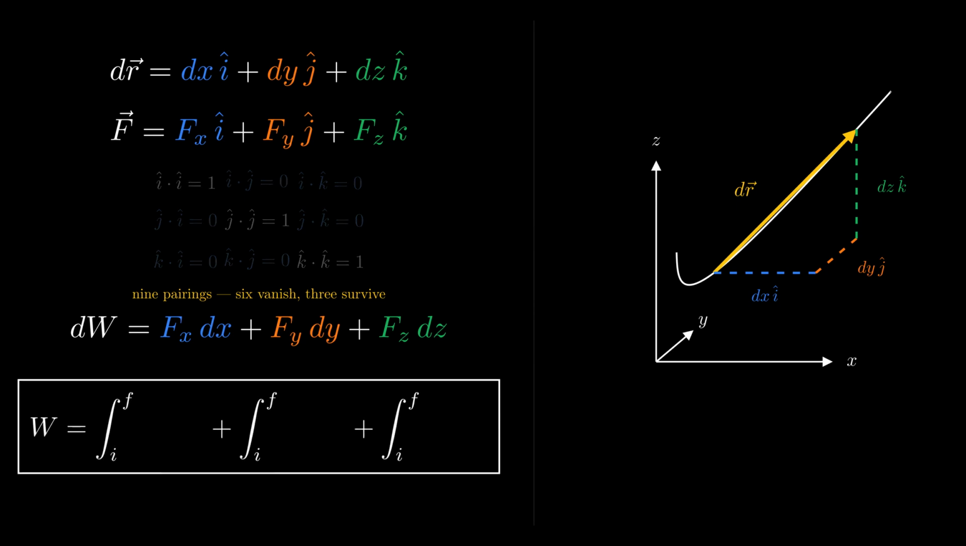Integrating from the initial position to the final position, the one line integral splits into three separate integrals, each still taken along the path. The integral of F sub x dx plus the integral of F sub y dy plus the integral of F sub z dz.